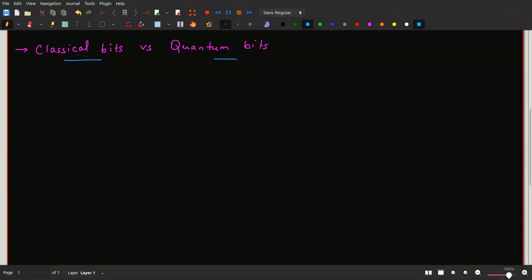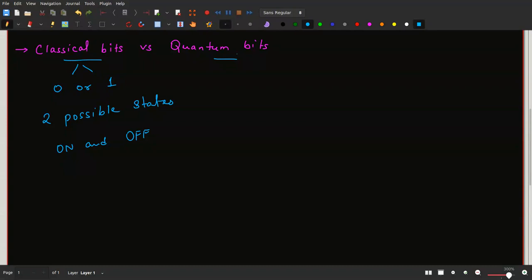For classical bits, we know what it means. A bit is either 0 or 1, so it has two possible states. Sometimes we call 0 and 1 on and off, depending on which one we take as on and which as off. Overall, two possible states are there, 0 or 1. This is how our classical bits look.